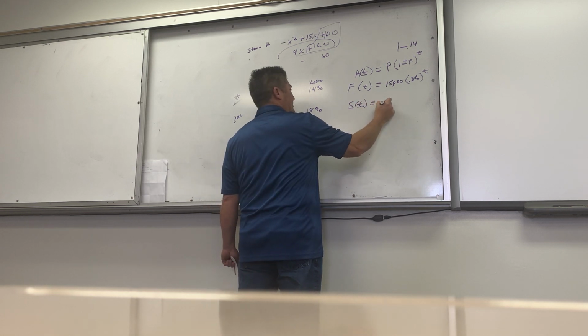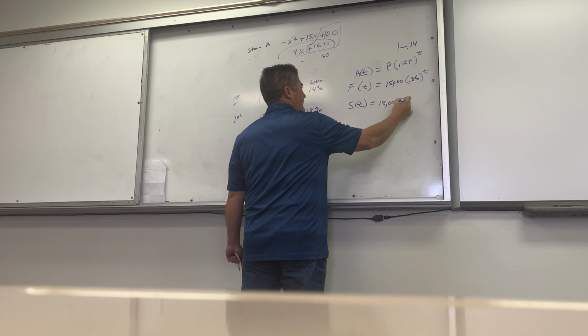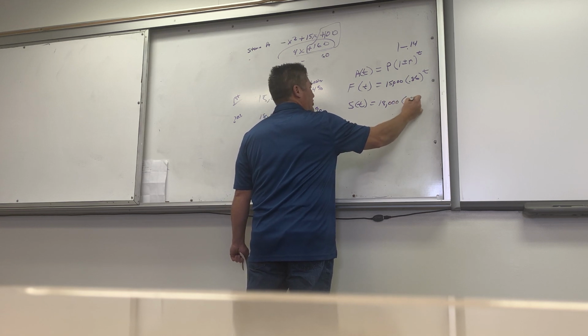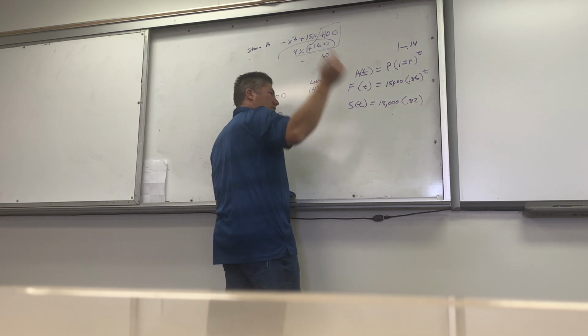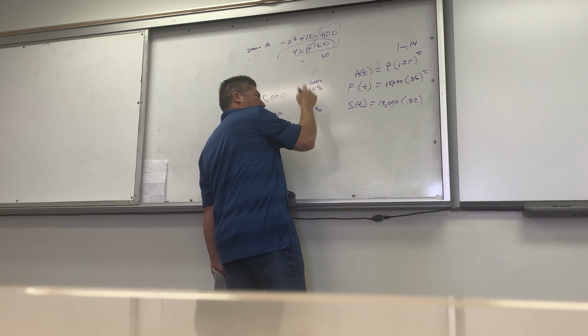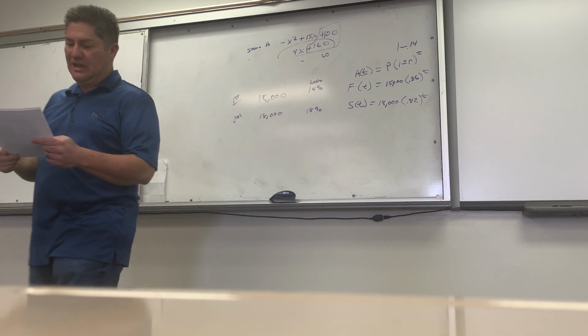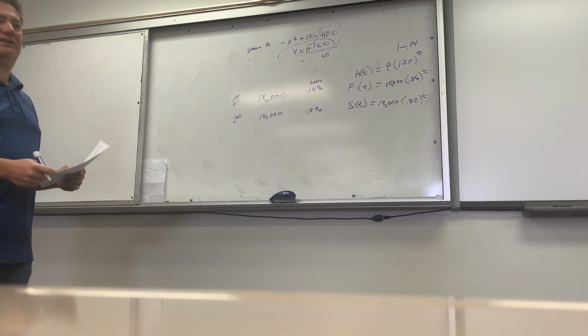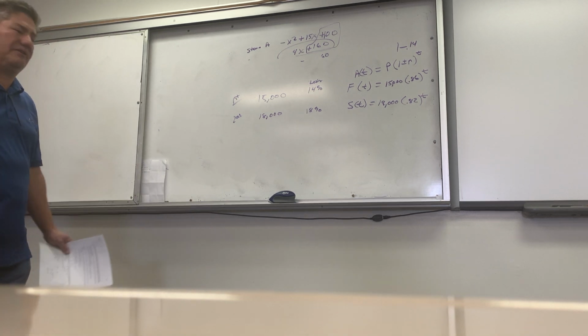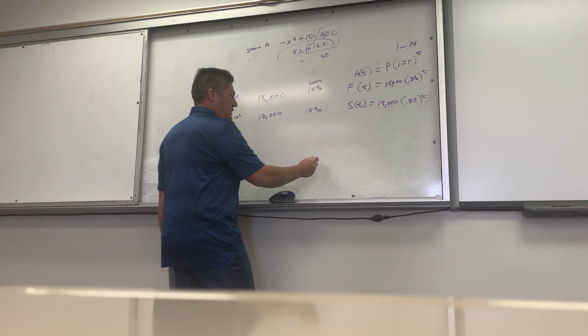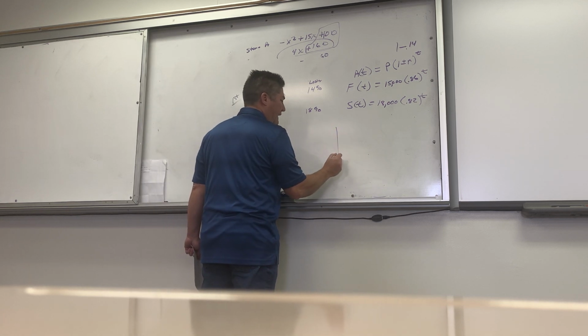18,000 times 0.82. How'd you get it? 1 minus 0.18, raised to the t. Okay. Now it wants me to graph these. Okay, so I'm going to make a little graph here.